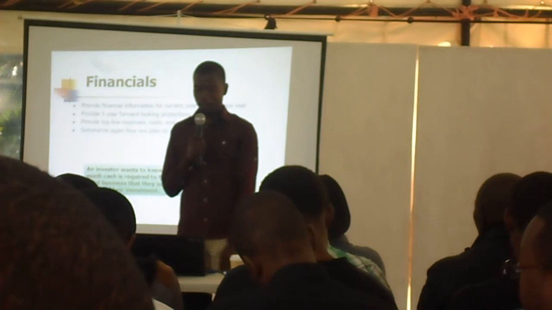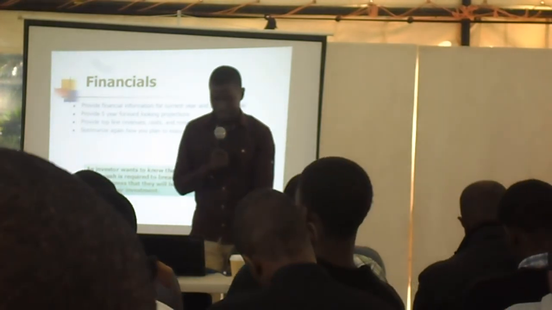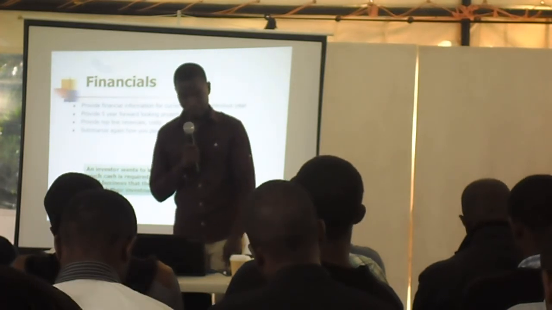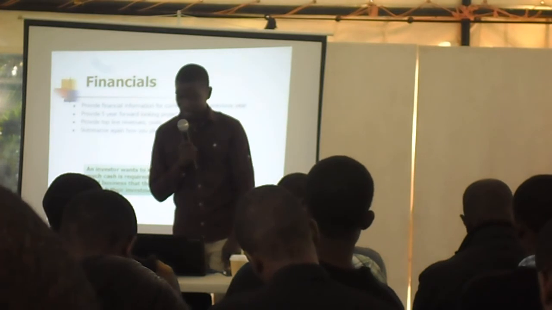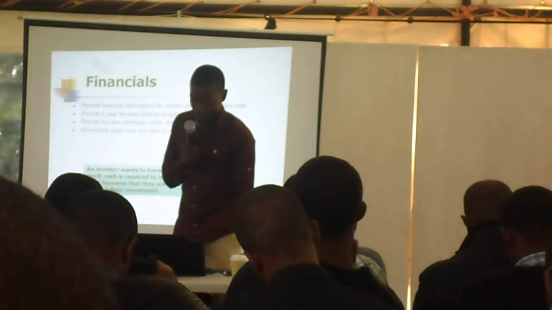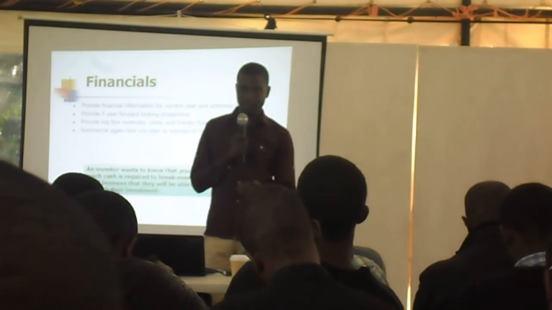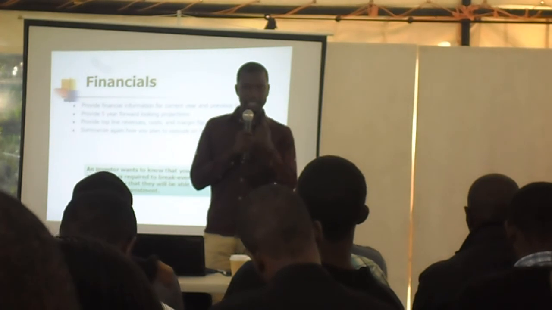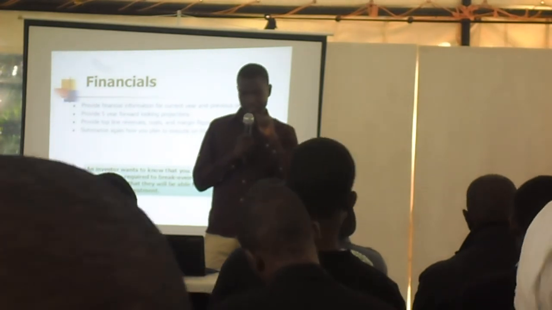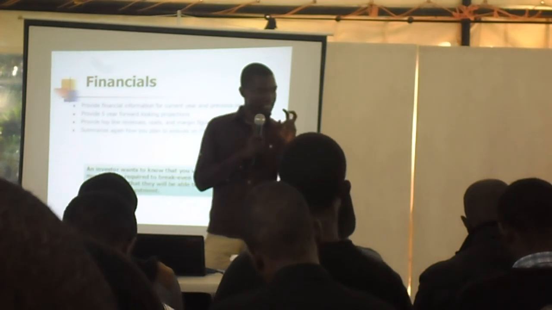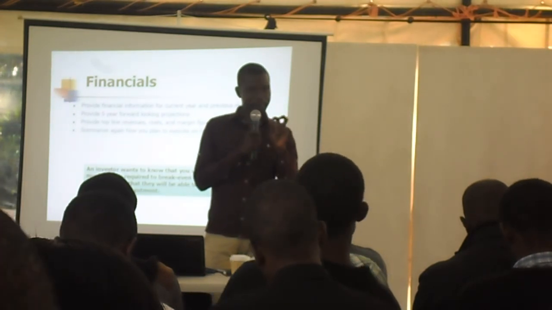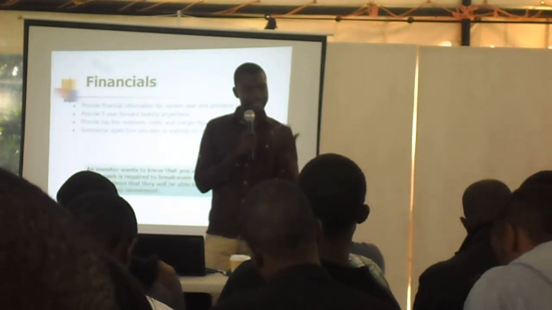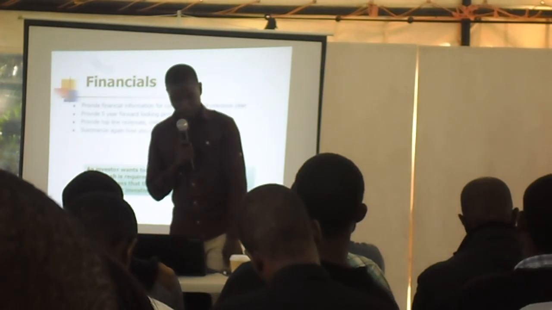Financials. Provide financial information for your current year and previous year. Provide 5-year forward-looking projections. Provide top-line revenues, costs, and margin figures. I think what's quite critical is costs. If you're suddenly having something that's going to be capital intensive, you really need to factor in your costs. One of the biggest things that they look at, like I said before, is salaries and your costs, like telephone and stuff like that. Because if you don't put them in the projections, that means your 5-year projections are wrong.